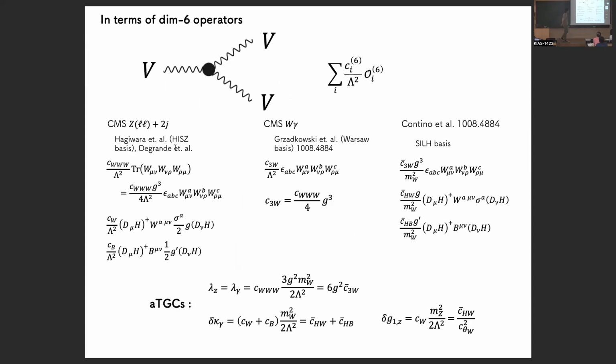Okay, so now I mentioned the anomalous triple gauge coupling in general, the parametrization in terms of tensor structure, but eventually those anomalous couplings have to be mapped to the higher dimensional operators. This is an example of a dimension six operator, a particular example like the W cube operator.